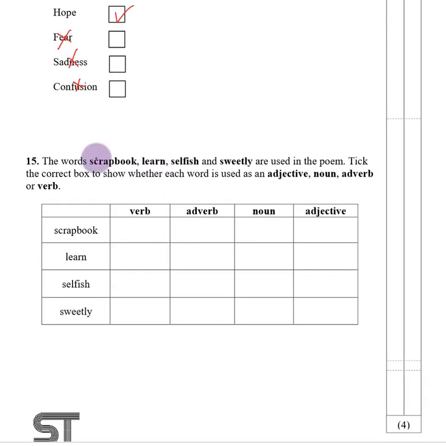Now, number 15, the words scrapbook, learn, selfish, and sweetly are used in the poem. Tick the correct box to show whether each word is an adjective, noun, adverb, or verb. So scrapbook, person, place, or thing, straightforward, is a noun. Learn is something you do, so it'll be a verb. Selfish, in this instance, is the adjective, and finally, sweetly is the adverb. And again, always look out for the ly. It isn't always the ly, but a lot of times the adverb will be the ly.